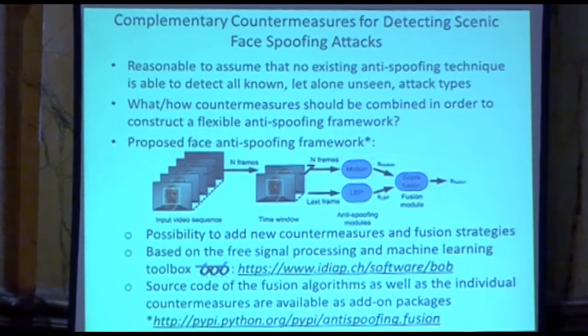It's based on the free signal processing and machine learning toolbox, Bob. It's quite easy to include new countermeasures and new fusion strategies in the framework, and it's also part of our future work. I'm more than happy to discuss more about our work during the poster session.